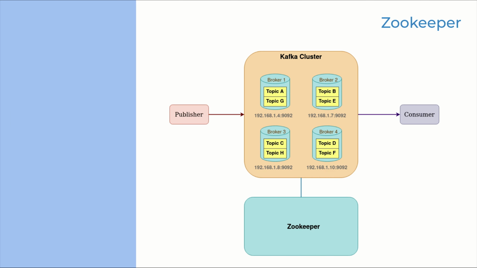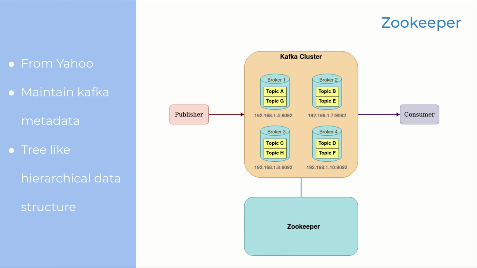Zookeeper maintains all metadata of the Kafka controller and takes responsibility for appointing a new controller in the event of failure. Talking more about Zookeeper, it originated from Yahoo, and Kafka uses Zookeeper to store all cluster metadata. The data is stored in a tree-like hierarchical data structure where a key-value pair is created as a particular node.